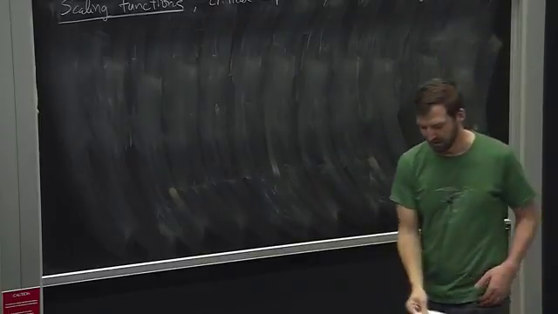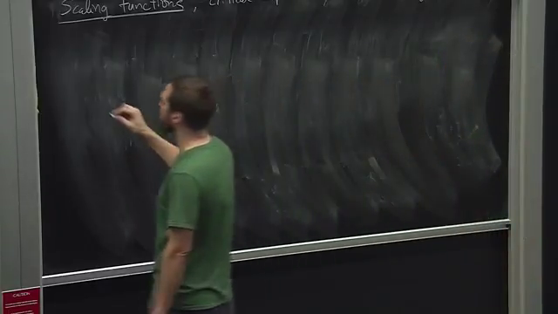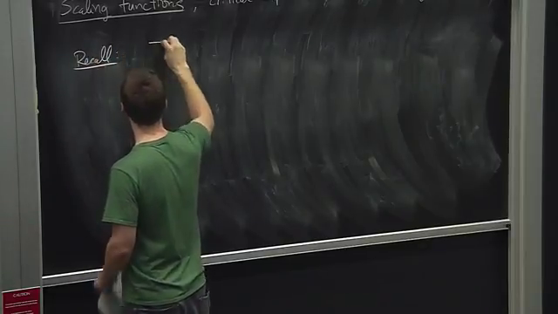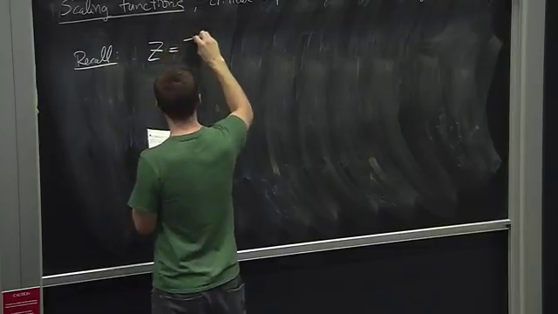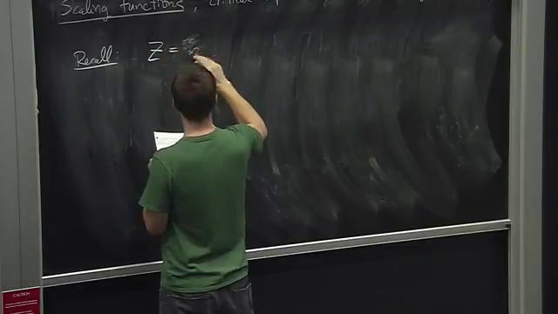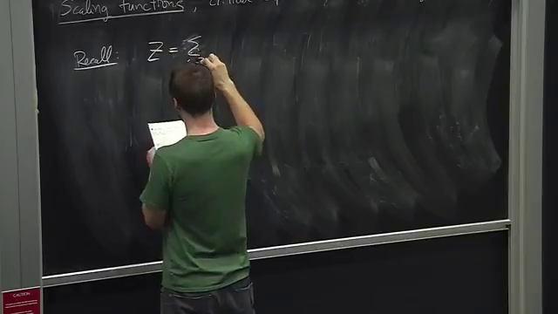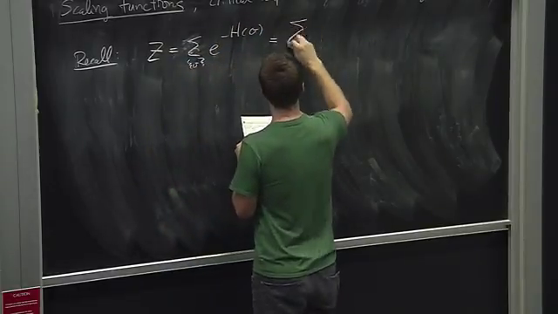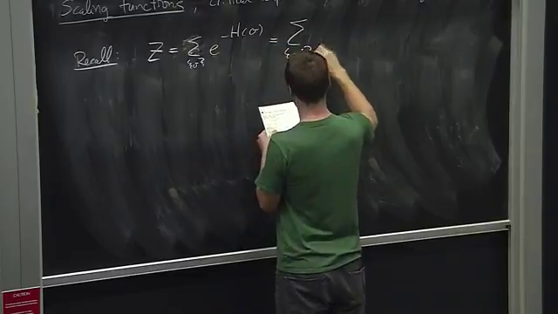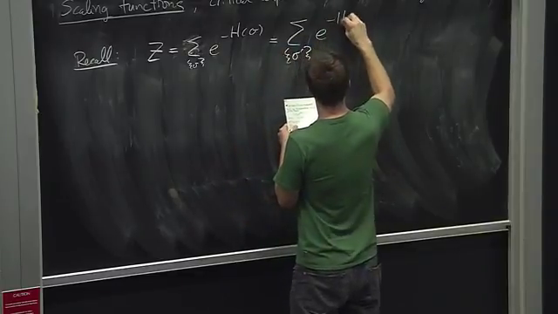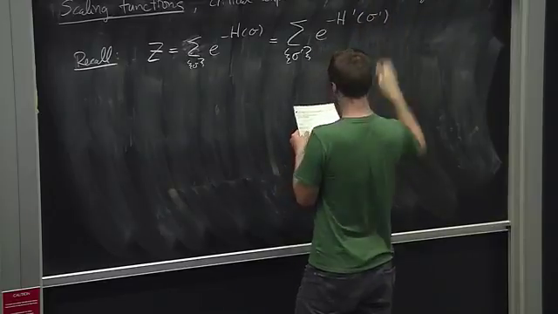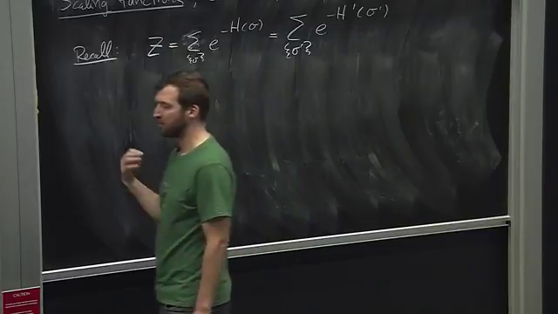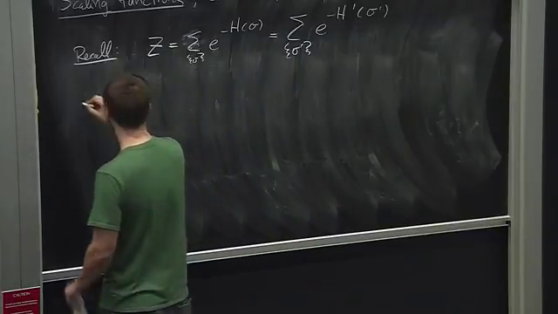I've said this many times, but Z is invariant. Trace, what did I call this? Sum over sigma e to the minus h, sum over sigma prime. But remember, we have this thing called G.